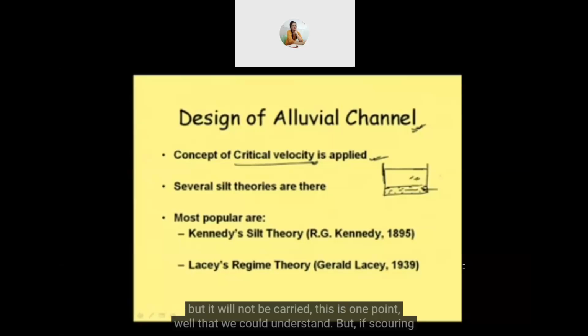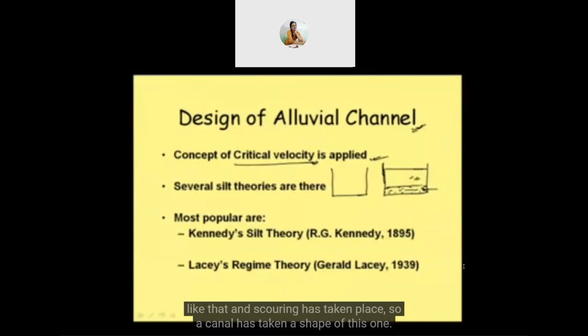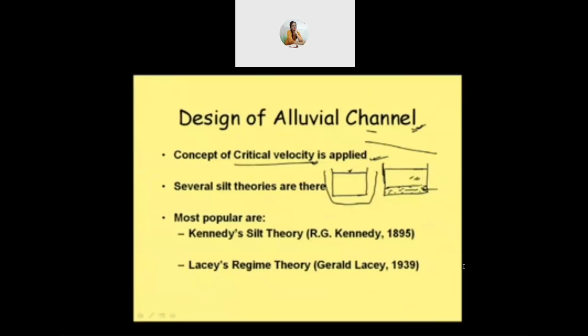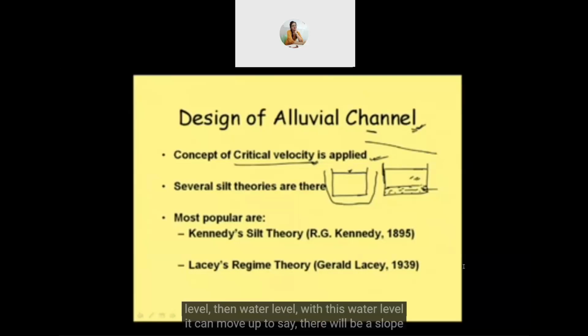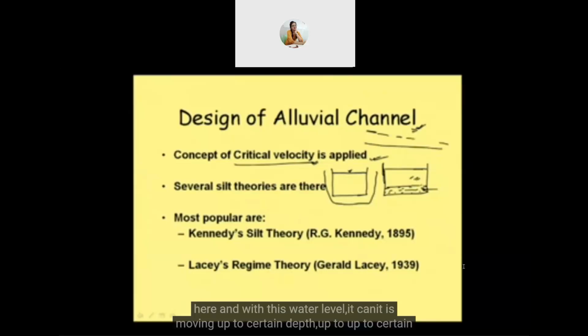But if scouring or erosion takes place, then what is the problem? If the canal was designed like that and scouring has taken place, the canal has taken the shape of this one. Now, with a given discharge, earlier it was expected that the water would be flowing at this level. Now we know that in a canal, if we expect that this is the water level, then with this water level it can move up to a certain distance, there will be a slope here, and the depth will gradually come down.